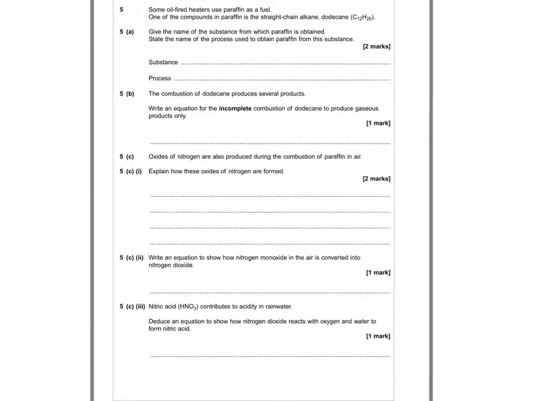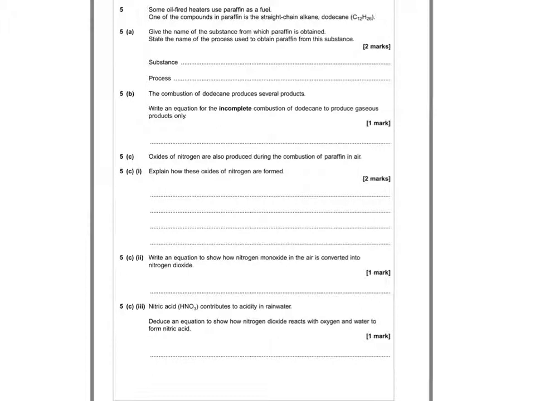Okay, next. Question 5 should be fairly straightforward, a lot of these. One of the compounds in paraffin is a straight chain alkane dodecane, C12H26. Give the name of the substance from which paraffin is obtained. State the name of the process used to obtain paraffin from this substance. Crude oil and fractional distillation. On the mark scheme, very straightforward.